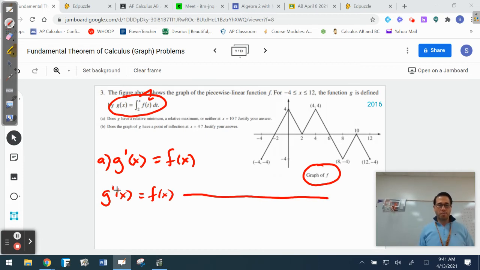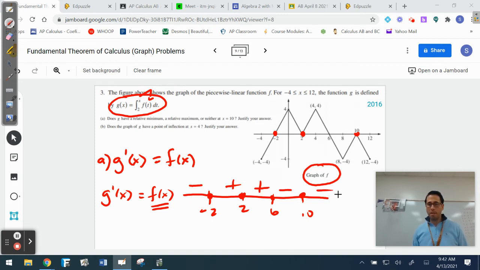Now, when is G prime 0? Well, it's going to be whenever f is 0. And f is 0 at negative 2. It says it right there on the graph. At 2, at 6, anywhere else? Oh, and at 10. And they did ask about 10. And then G prime of x, or the graph, is below, above, above, below, below.